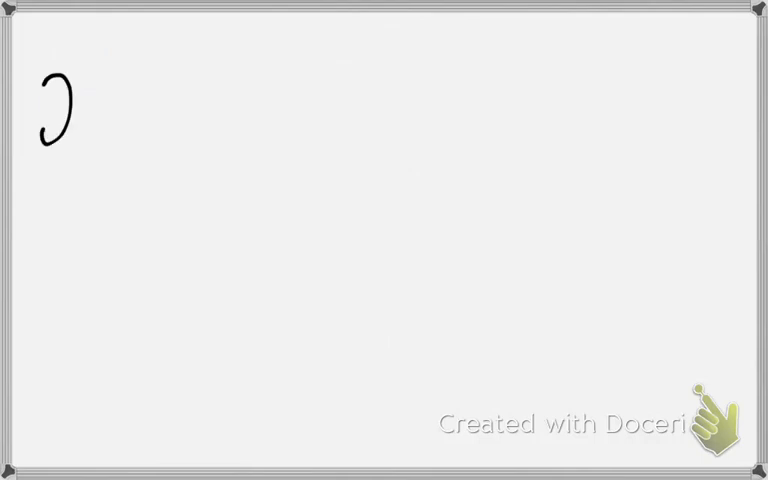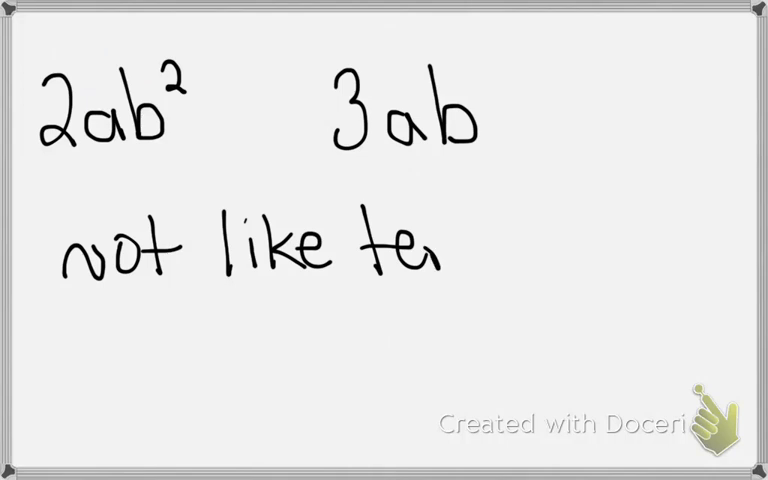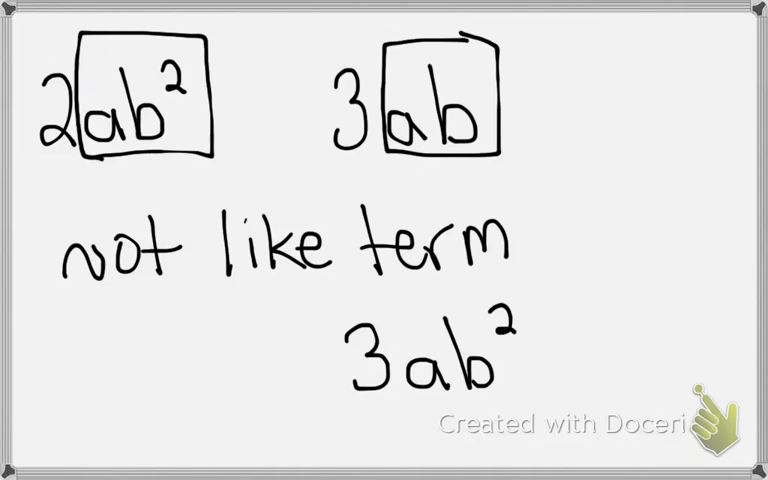So what if I had 2ab squared and 3ab? Are those like terms? Nope, not like terms. Because here our variables are ab squared. Here our variables are ab. So if that was 3ab squared, then they would be like terms.